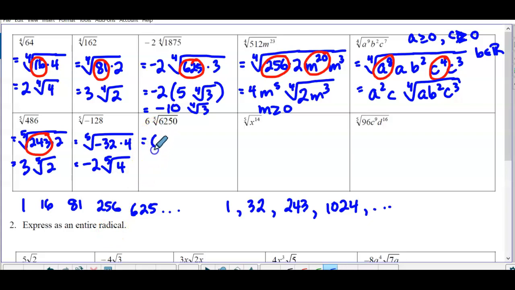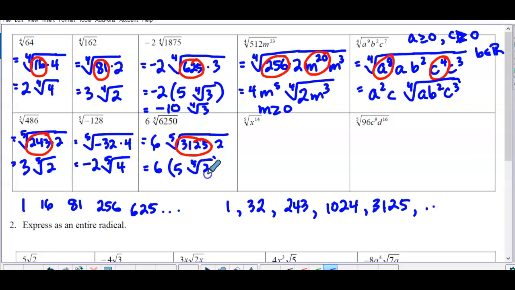Then 6 is a factor up front, 5th root. So probably, I didn't put 5 to the 5th here, but remember 5 to the 5th is 3,125. And so that doubled is 6,250. So 3,125 times 2. Okay. 5th root of that is 5. And then multiply those together.